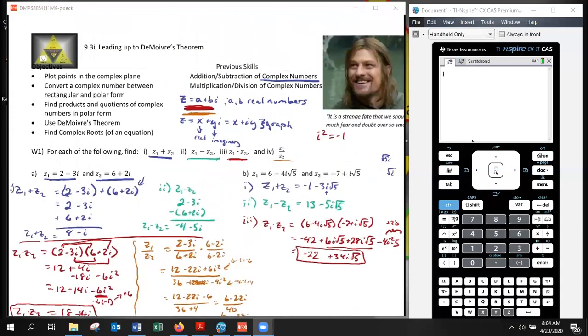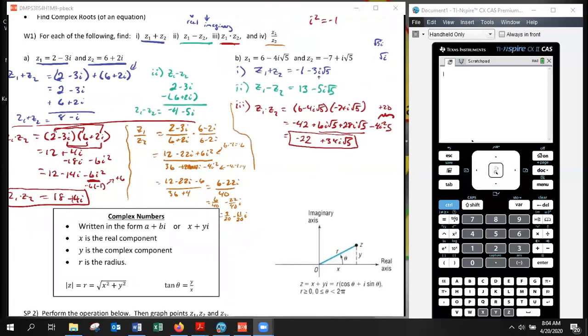And last but not least, sorry, we jumped there. The fourth one, if I take Z1, make that a V, Z1, not times, but divided by Z2, we are going to get (6 minus 4i√5) divided by (-7 plus i√5). Now, just like before, we are going to multiply by the conjugate. So that would be (-7 minus i√5) over (-7 minus i√5).